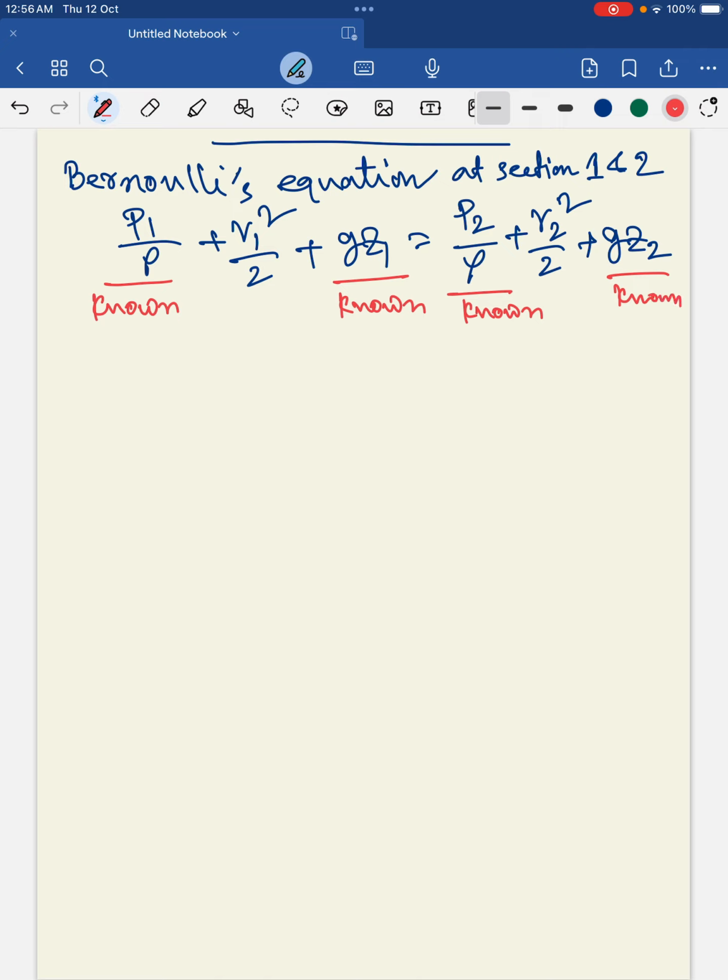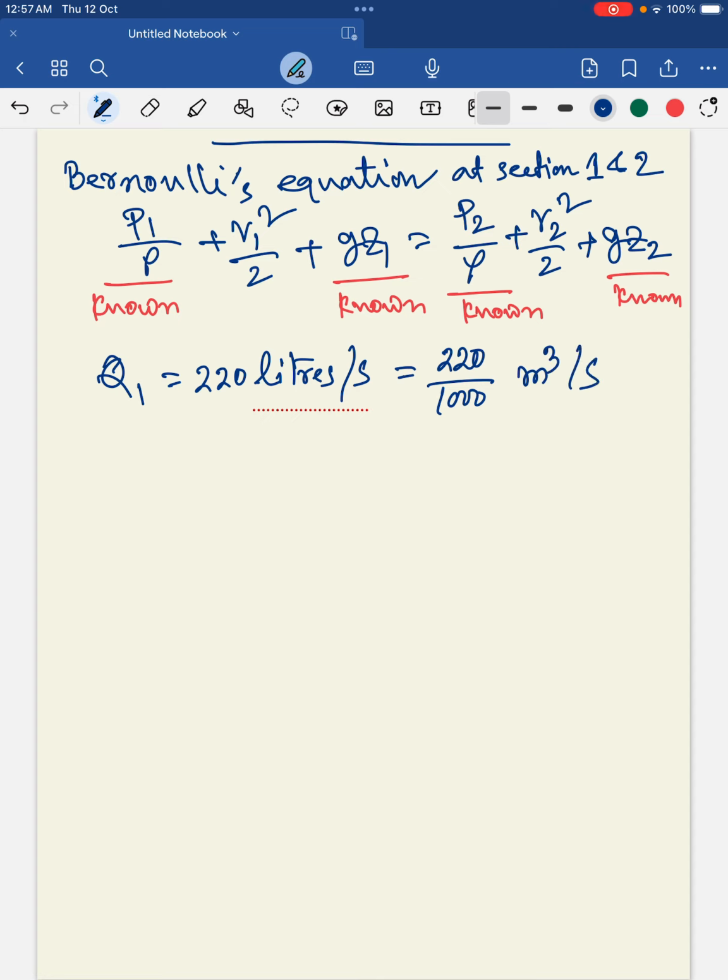V2 square is not known, V1 square by 2 is also not known, meaning V1 is not known, but Q1 is already given here. Q1 is equal to 220 liters per second. First we have to convert liters to meter cube, so we divide by 1000. So 220 by 1000 is in meter cube per second.